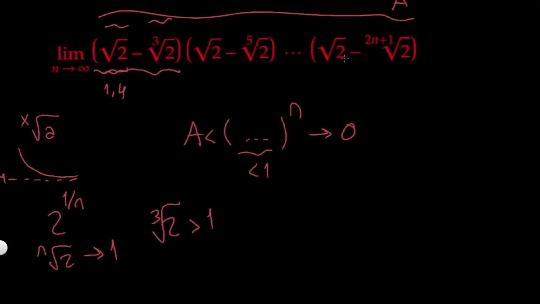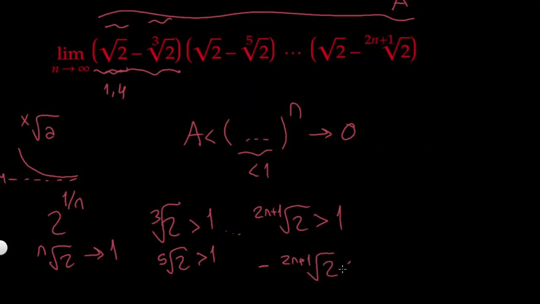And this is true for any other numbers here. This is true for the fifth root of 2, which is also greater than 1. And I can write it for any number. So the (2n plus 1)th root of 2 is also going to be bigger than 1 for any n. And if I take the limit as n goes to infinity, I will have an inequality here. So I know that all of these values are bigger than 1, but I have minus of them here. So if I multiply all sides by minus, I get that minus the (2n plus 1)th root of 2 is less than minus 1.